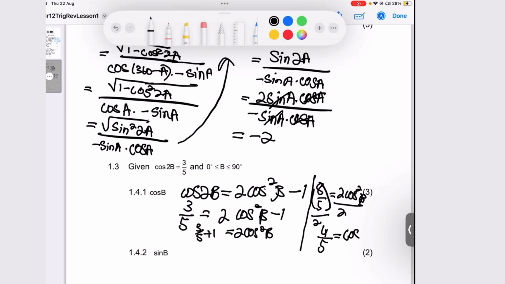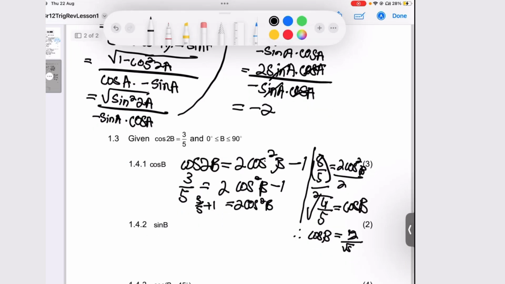But we are looking for cos B, so we must square root both sides. Therefore, cos B is actually 2 over the square root of 5. That will be the value of cos B.